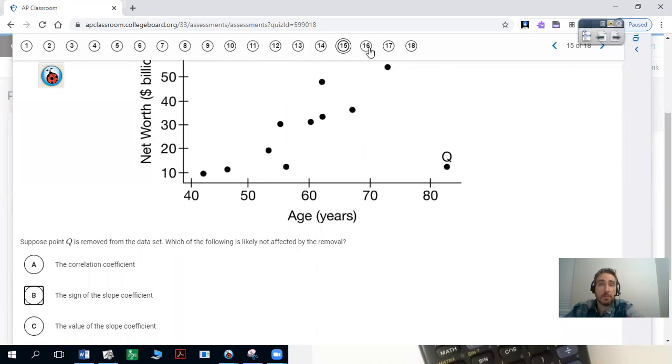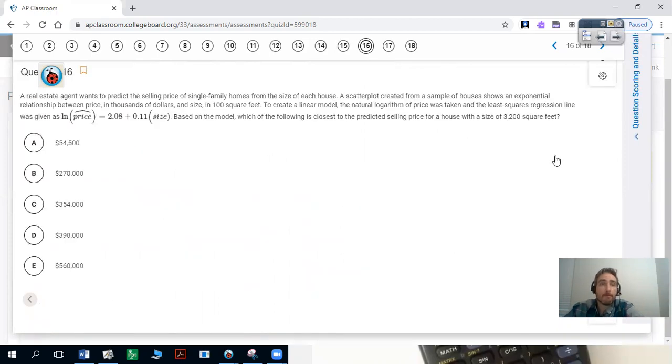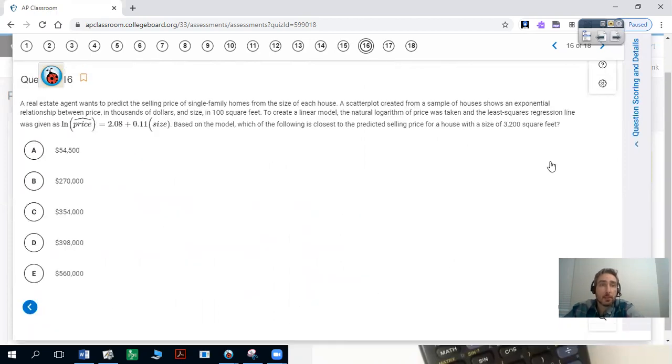All right, question 16. A real estate agent wants to predict the selling price of single-family homes from the size of each house. A scatter plot created from a sample of houses shows an exponential relationship between price in thousands of dollars and size in 100 square feet. To create a linear model, the natural logarithm of price was taken and the least squares regression line was given: ln of price equals 2.08 plus 0.11 times the size. Based on the model, which of the following is closest to predicted selling price for a house with a size of 3,200 square feet?